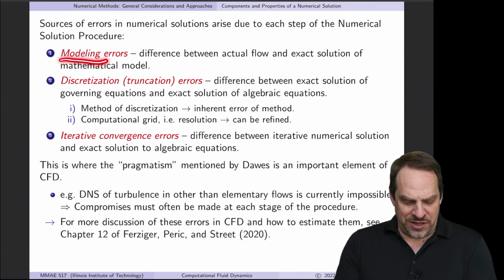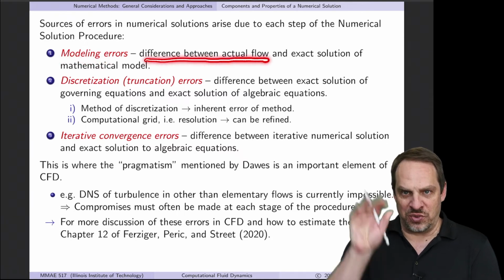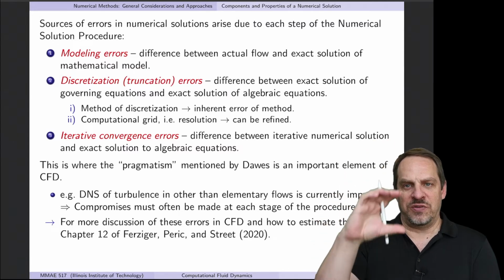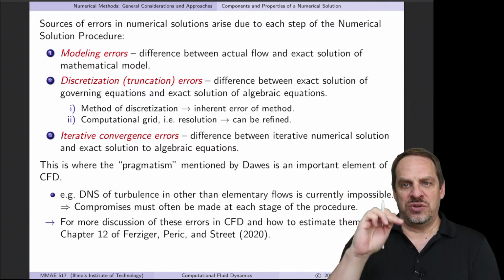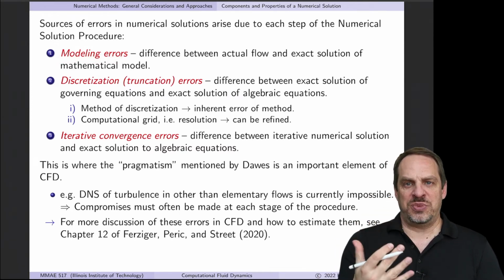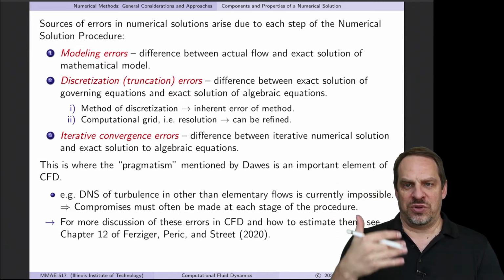So the modeling errors, that is the difference between the actual flow, so that's the reality at the very top, and the exact solution of the mathematical model. That's the governing equations that result after step 1. The difference between those two, those are the modeling errors. Those are the errors that are introduced because of the modeling decisions that we made in getting the governing equations.